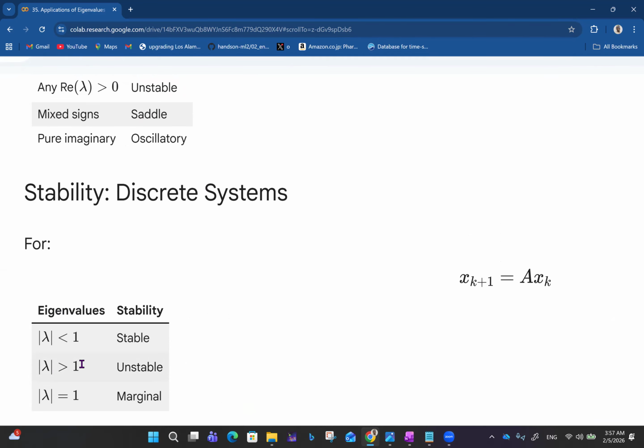The absolute value of lambda greater than 1 is unstable. The absolute value of lambda equals 1, that's marginal. That is, maybe nothing much is happening, so to speak.